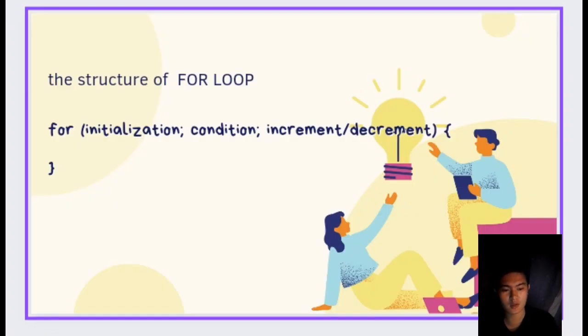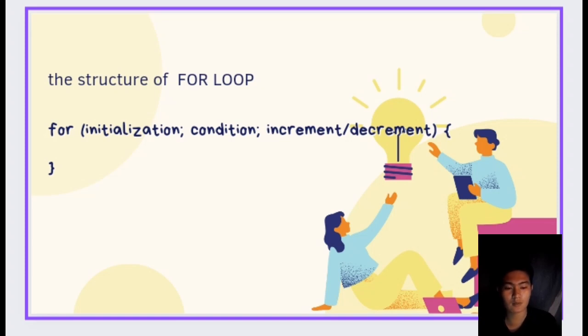In initialization, this is the step where you set an initial value for a loop control variable. It is also known as the index or a counter. This variable is used to keep track of the loop's progress and control the loop. It's typically initialized to a starting value.